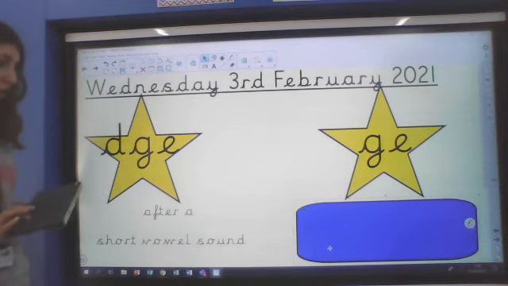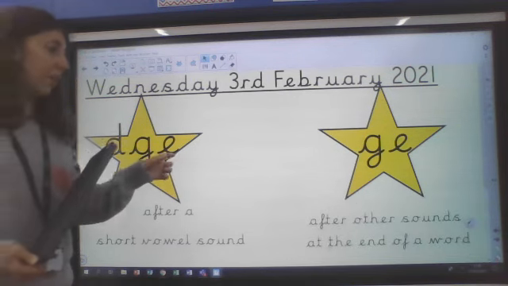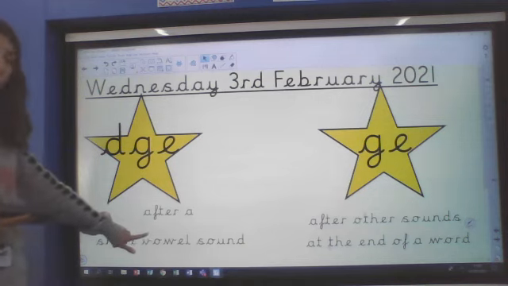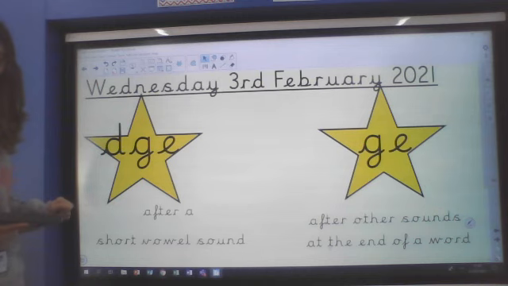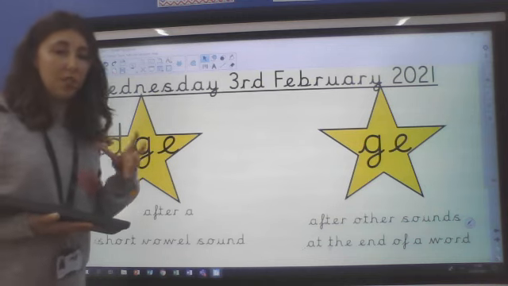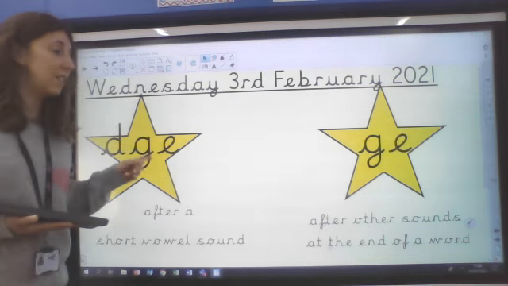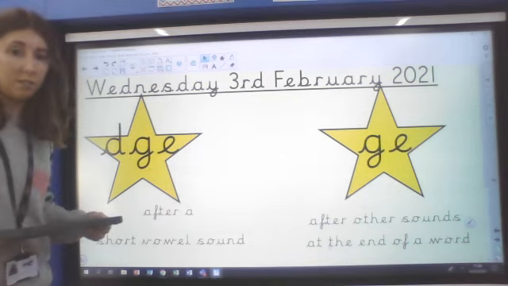Okay, whereas GE, the rule for GE was that it came at the end of a word after other sounds. So when the short vowel sound was on its own, it needed that extra letter friend. Whereas when the J sound was at the end of a word, after all the other sounds, it didn't need that extra letter friend. So we are just using G and E.